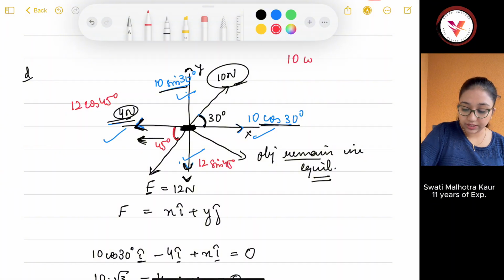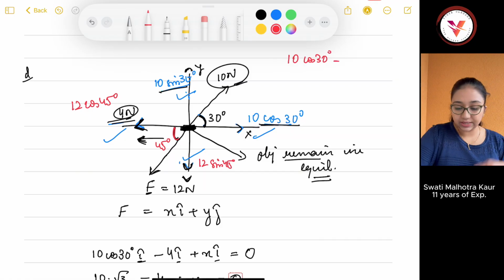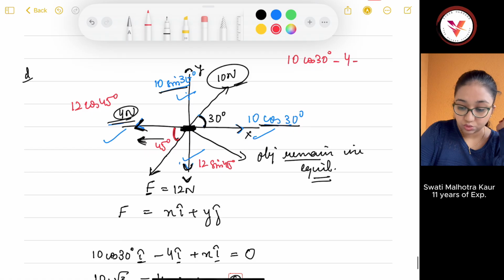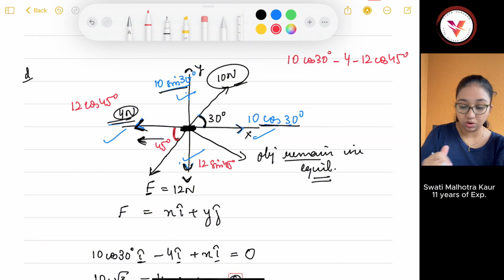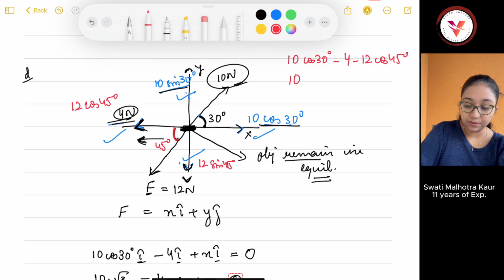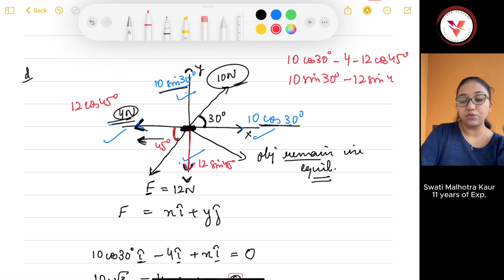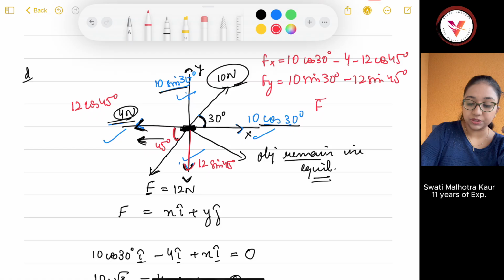Plus 10 cos 30 degree minus, because 4 Newton is along negative x-axis, it would be minus 4, minus 12 cos 45 degree. So that would be the result on x-axis. And for the y-axis, it's simply 10 sine 30 degree, because it is along positive y-axis, minus this negative y-axis, minus 12 sine 45 degree. And you will get the resultant along x-axis and along y-axis, and then you can combine it and get the net force on this object, which is Fx i cap plus Fy j cap.